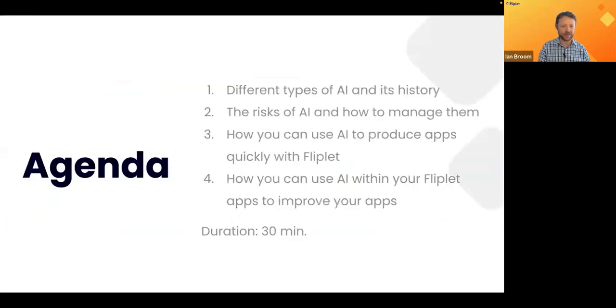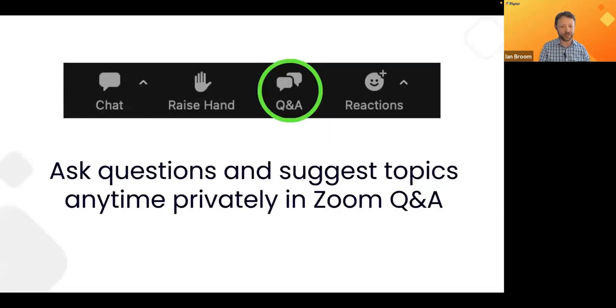On today's agenda, we're going to be covering four main topics: the different types of AI and a little bit about AI's history, the risks of AI and how to manage them, how you can use AI to produce apps quickly with Fliplet, and how you can use AI within your apps to improve your apps. It'll take about 30 minutes, but we've got a lot of content to cover today, so I'm going to be going quite quickly. If I go too fast, you can always ask us for the recording afterwards.